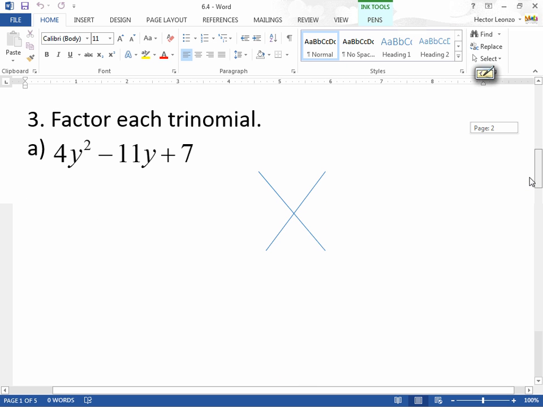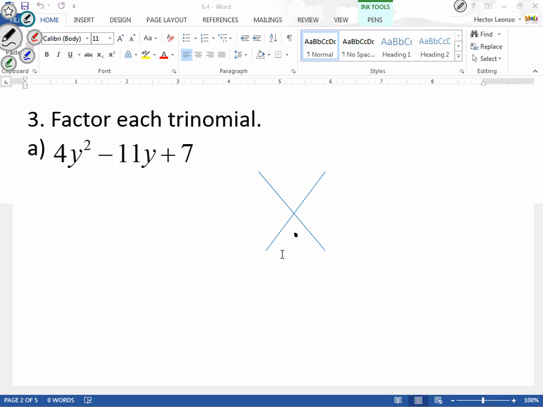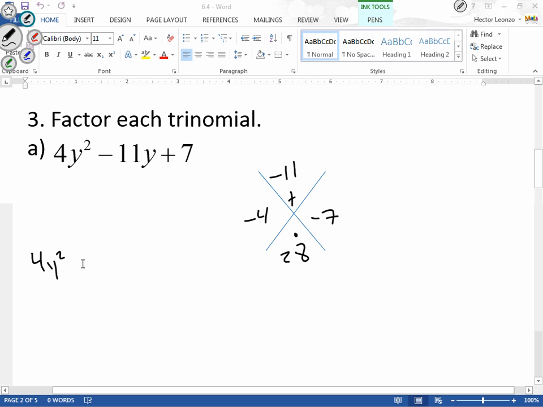Now, this other one, I'm looking for two numbers that multiply to 28, but when I add them equal negative 11. I'm thinking of negative 4 and negative 7. All right, because my leading coefficient is not 1, this is how I'm going to split my middle term. So I have 4y squared minus 4y minus 7y plus 7.